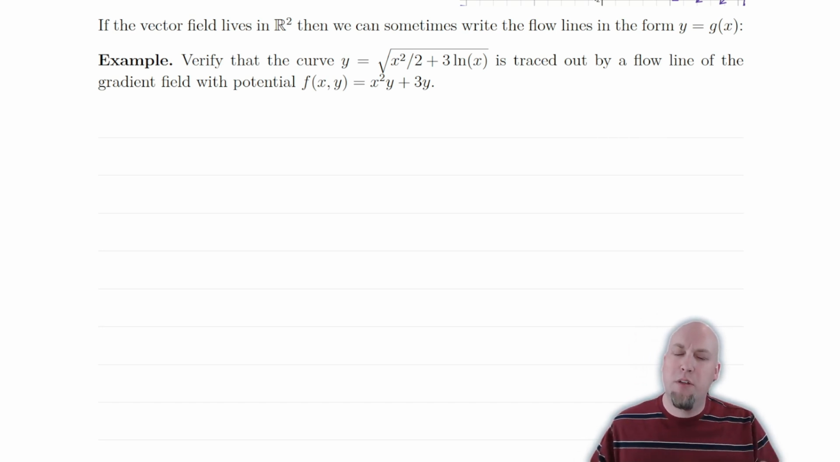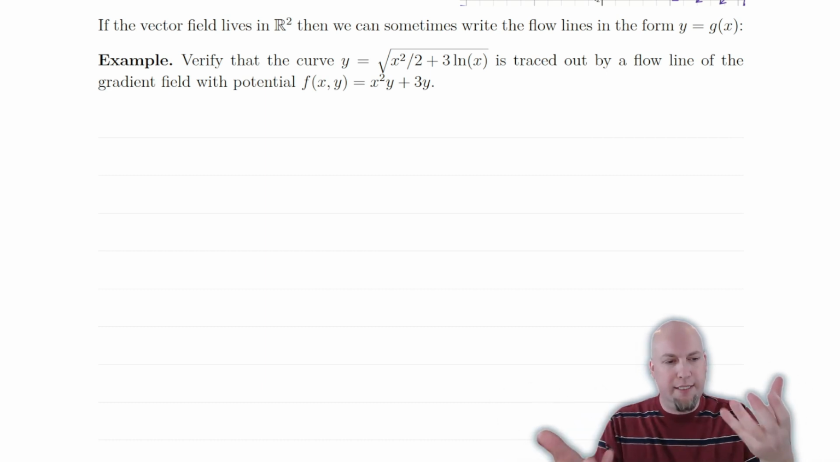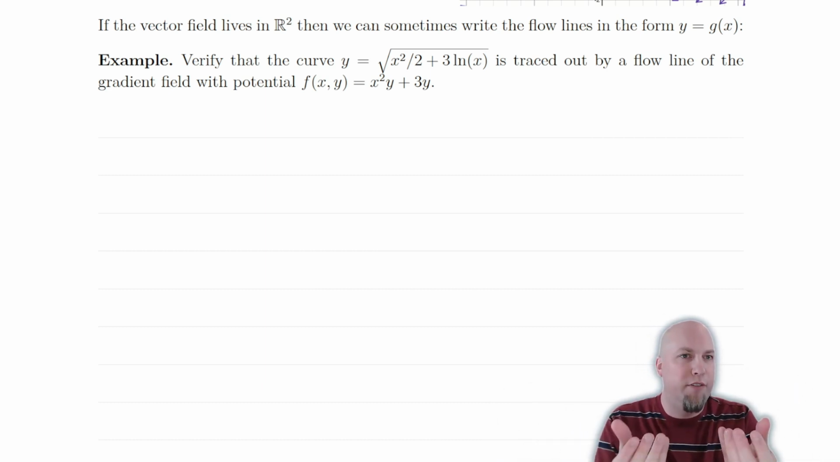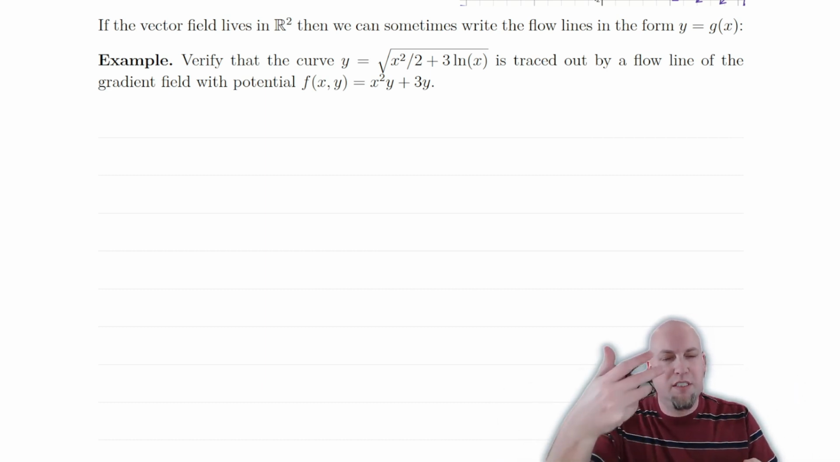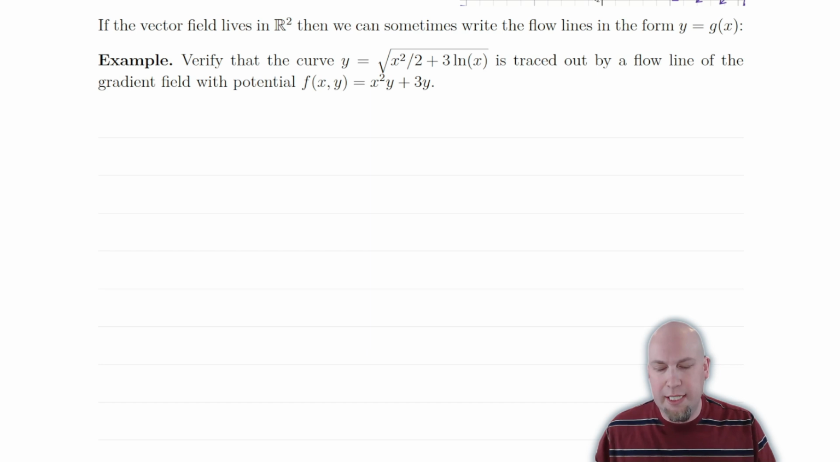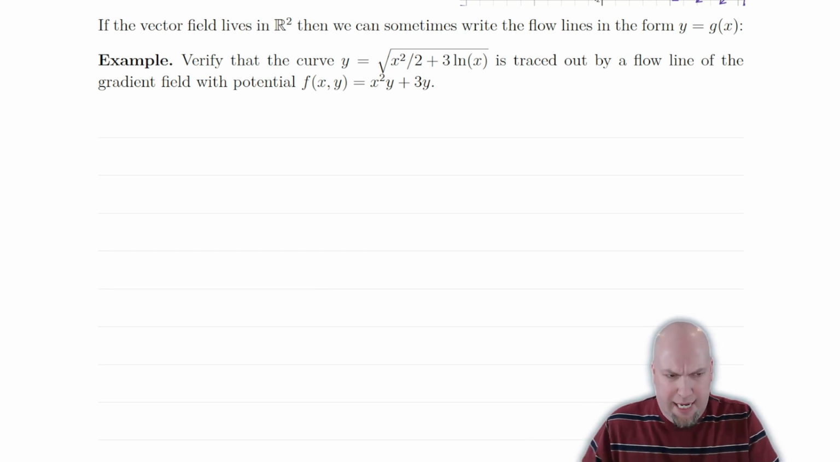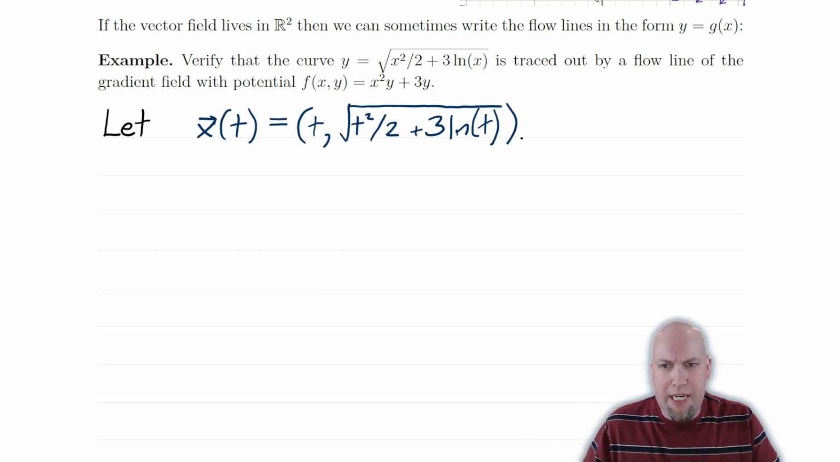Okay, so how could we verify that? I want to do basically the same thing that I did up above. I just want to compute the left and right hand side in that definition of a flow line. So I'm going to start off with what's the velocity vector? What's x prime of t? But before I can get to that, I have to have a path. I've got to have an x of t.